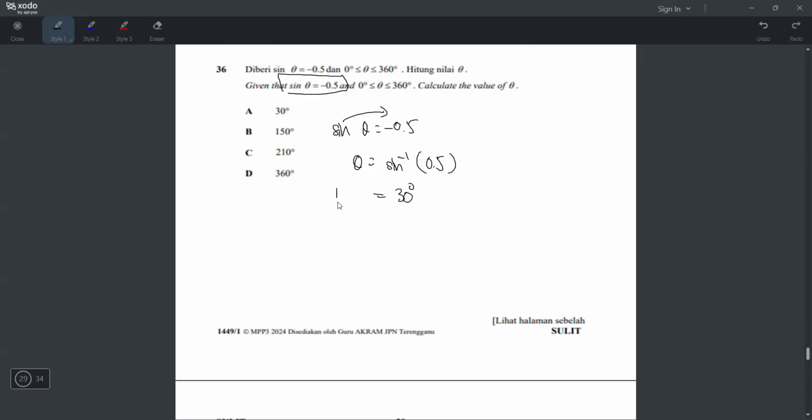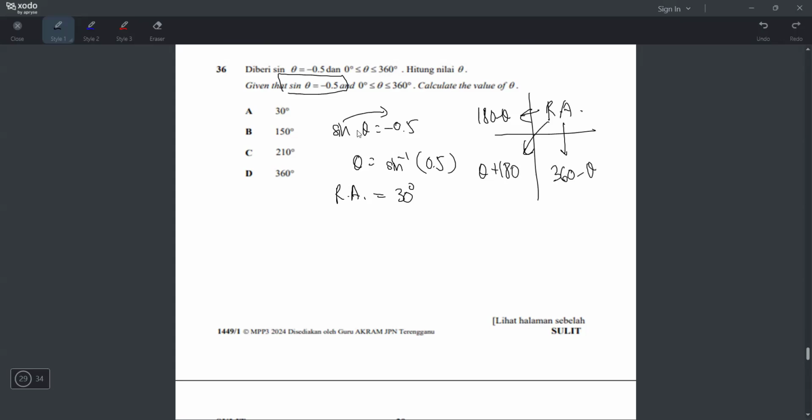But this is not the answer. This angle, we call it the reference angle, sudut rujukan. So you have to convert your reference angle to the quadrant you want. So if you want to convert to quadrant 2, you take 180 minus. You want to convert to quadrant 3, you plus 180. Sorry, you plus 180. And then you want to convert to quadrant 4, you take 360 minus.